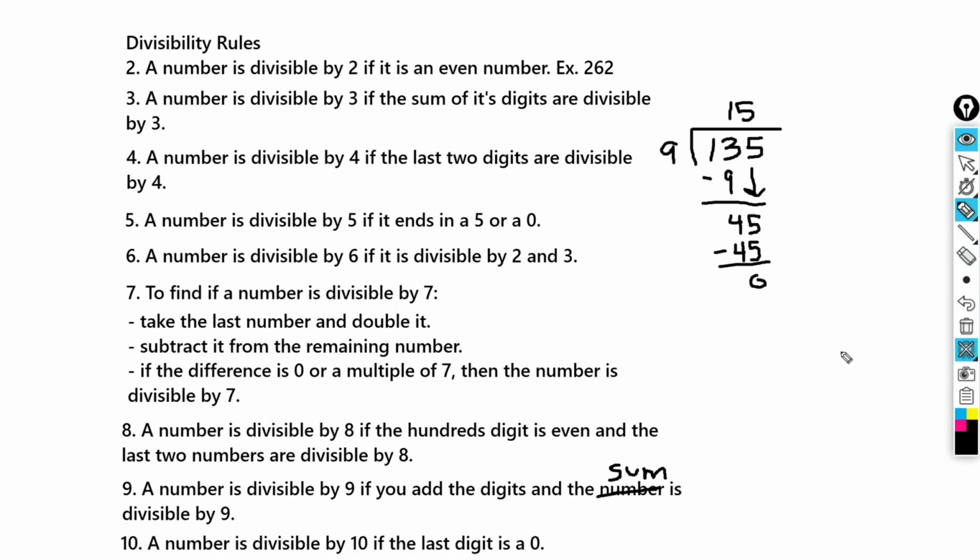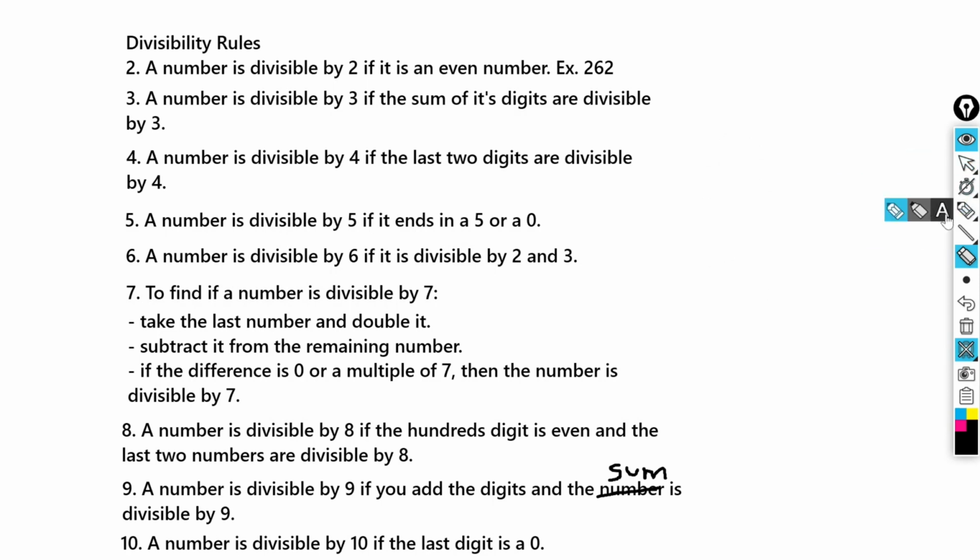Okay, a number is divisible by 10 if the last digit is a 0. Okay, so let's get rid of this stuff. And we'll try the number 1220. This should be divisible by 10. So let's take 10. 10 goes into 12 once.